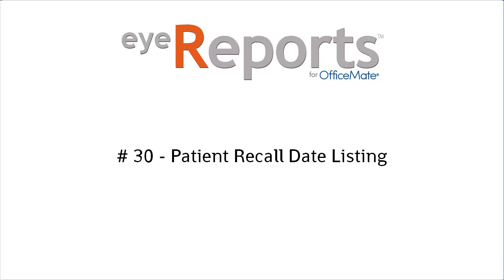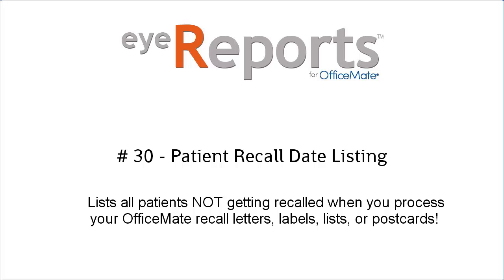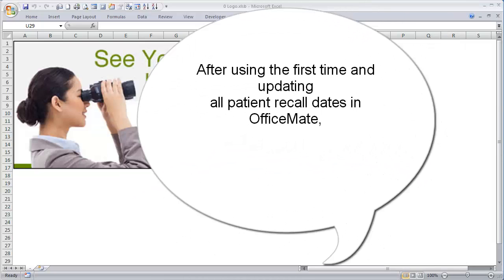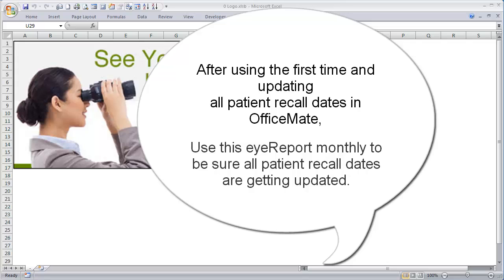This is a demonstration of eyeReport number 30. It lists all patients not getting recalled when you process your OfficeMate recall letters, labels, lists, or postcards. After using this report the first time and updating all the patient recall dates, use this report monthly to be sure recall dates are always in the future.